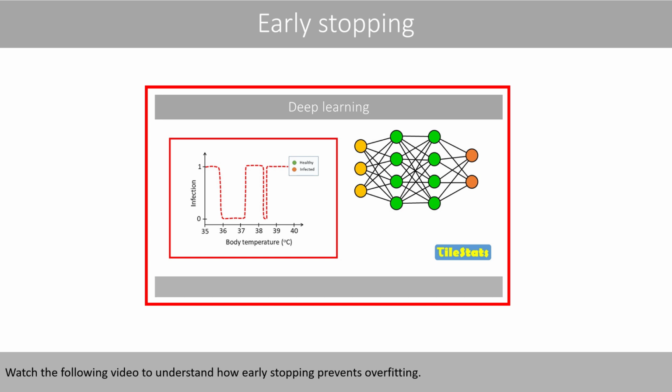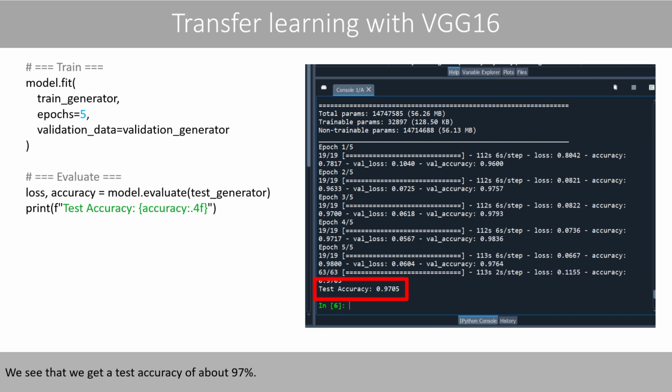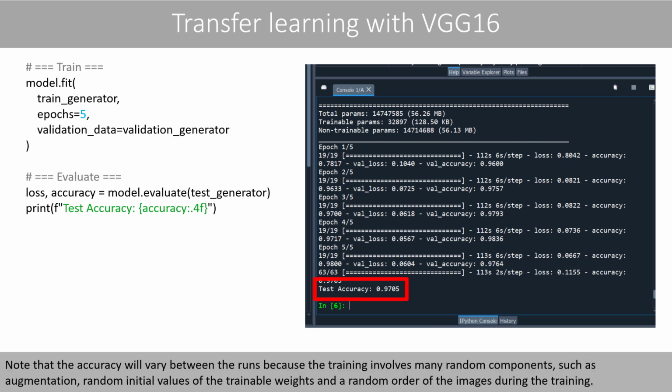Watch the following video to understand how early stopping prevents overfitting. Finally, we evaluate how well the network can predict the images in the test data. We see that we get a test accuracy of about 97%. Note that the accuracy will vary between the runs, because the training involves many random components, such as augmentation, random initial values of the trainable weights, and the random order of the images during the training.